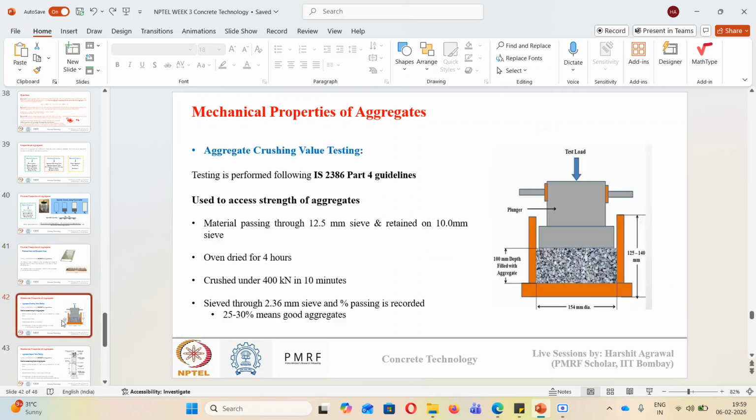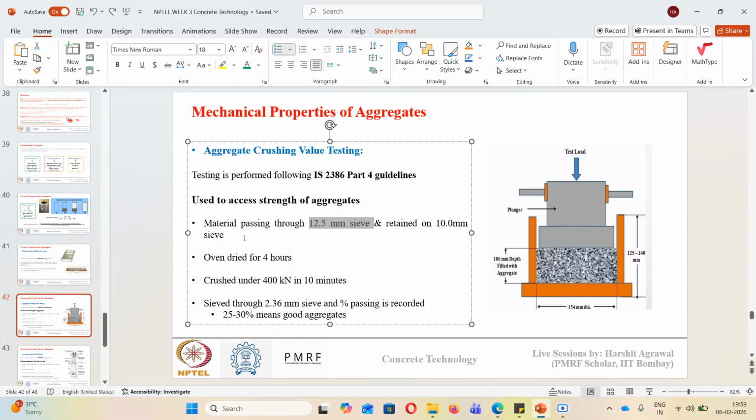Then in mechanical properties, what do we mean by mechanical properties? Properties which are related to the strength of aggregate. So that's why this crushing value. Again, IS 2386 code. Here what we are doing, we fill aggregates which are passing through 12.5 mm sieve and retaining on 10 mm sieve in this mold.